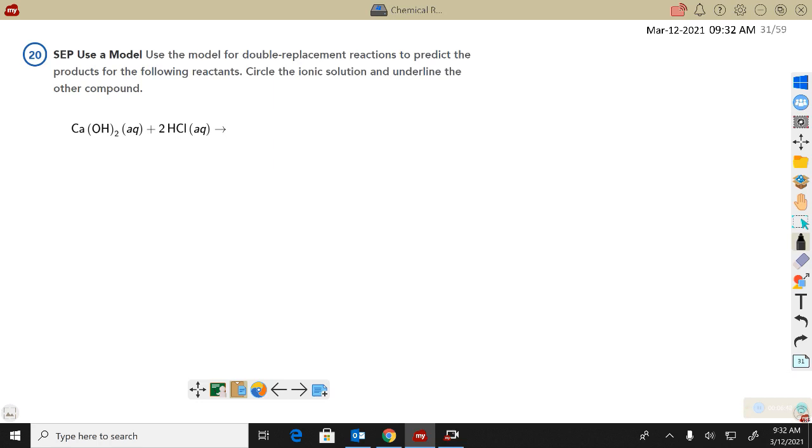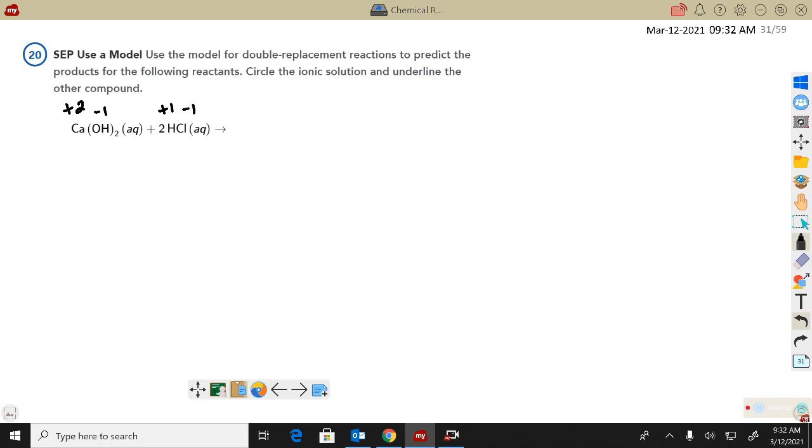Okay, so I kind of like to go in and put charges on all my ions. The calcium is a +2, hydroxide is a -1. All those polyatomic groups you'll still find on the chart on page 98. So have that bookmarked, flip the corner over. You're going to use that chart quite a bit. Hydrogen is a +1 and chlorine is a -1.